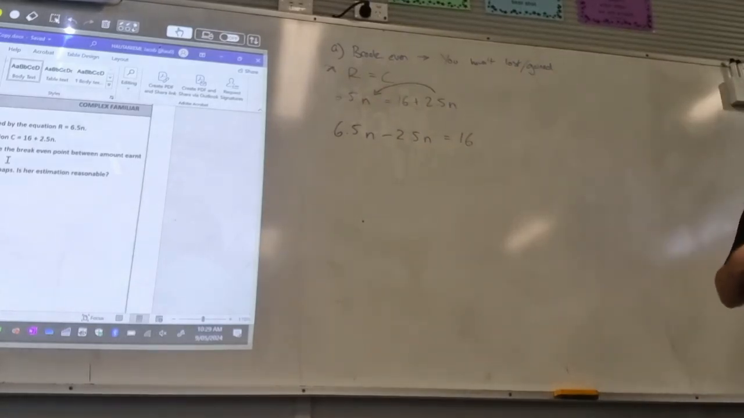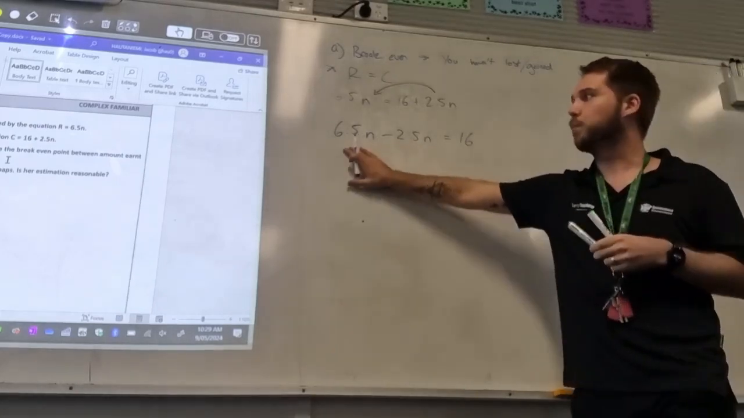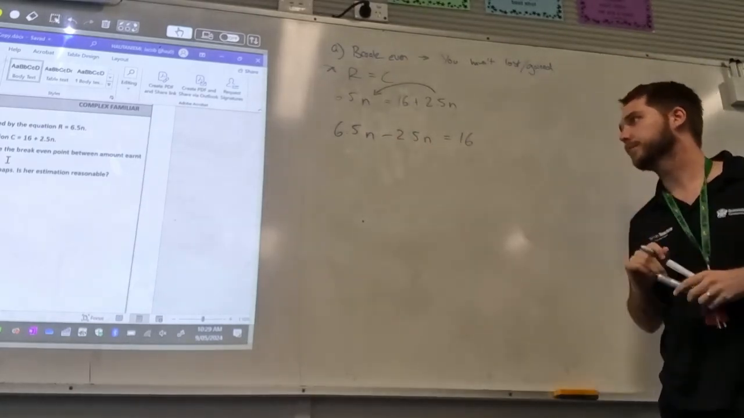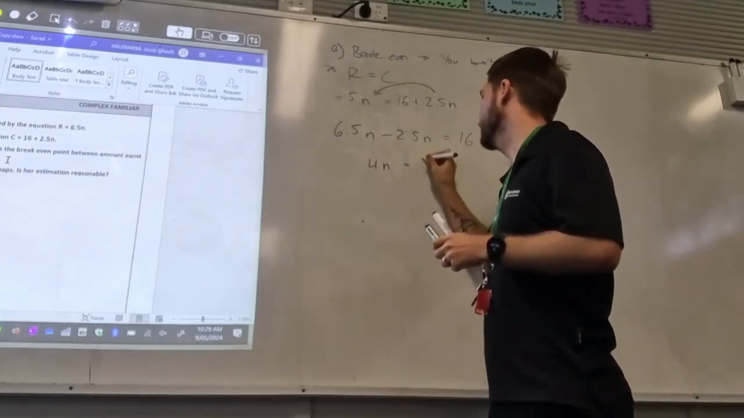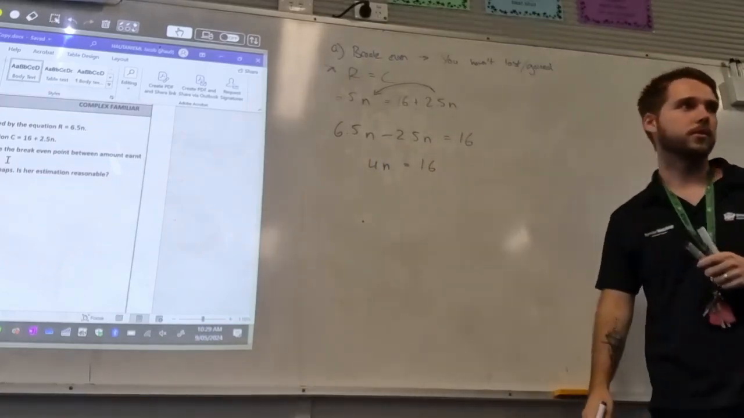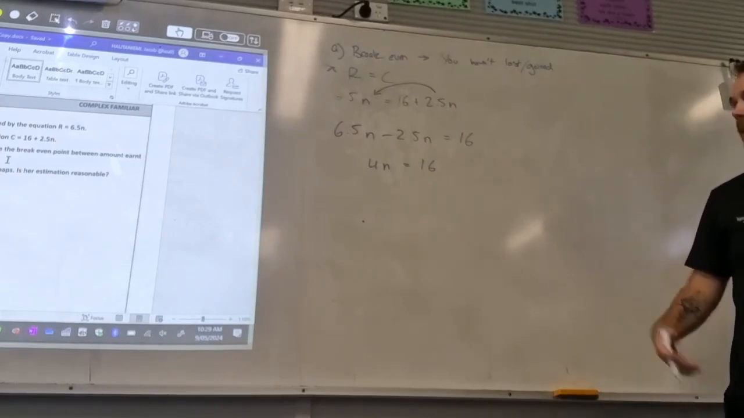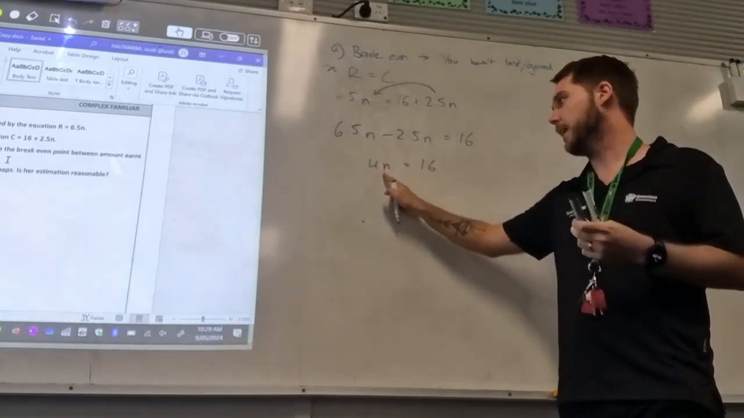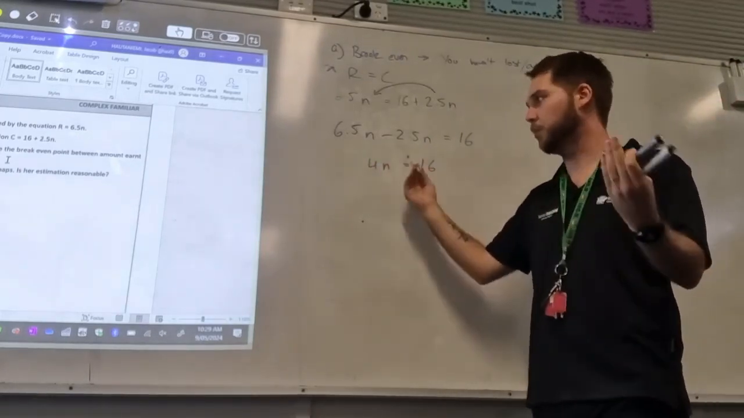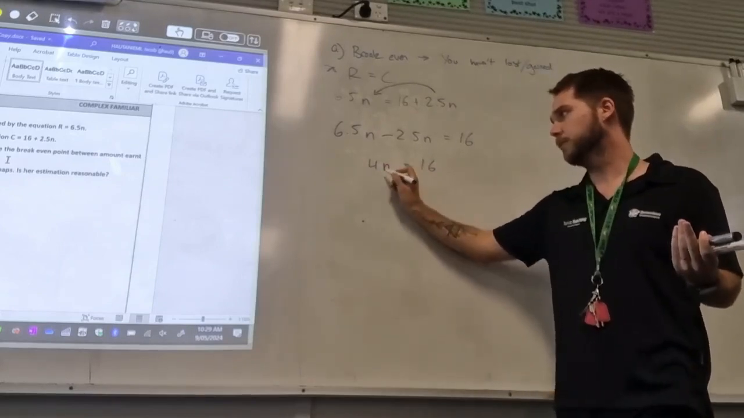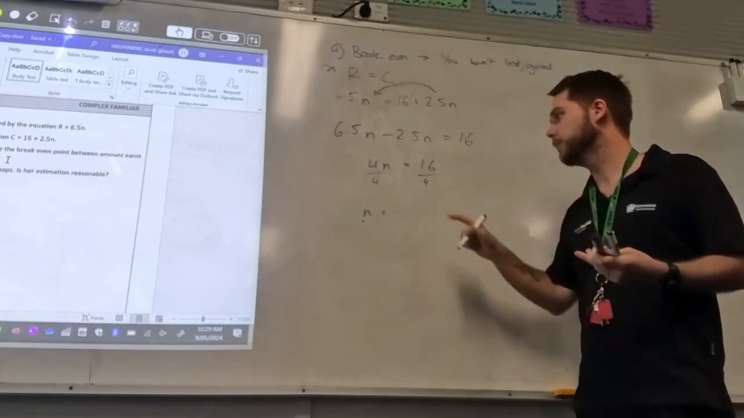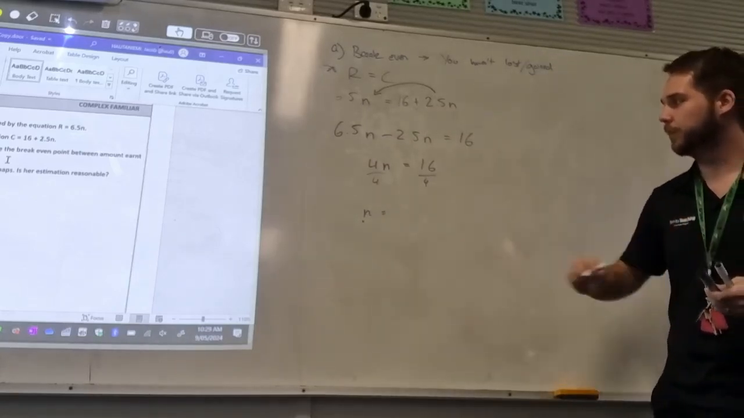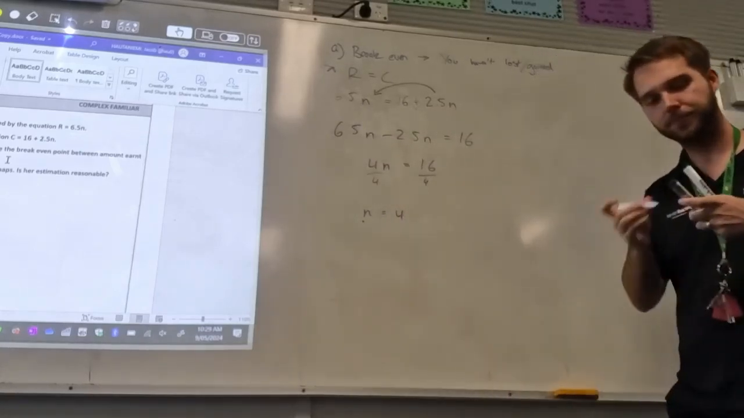So all I've done is move 2.5n. Now we can start to simplify. What is 6.5 minus 2.5? 4. So I've got 4n is equal to 16. Now I've got this equation, 4 times n is 16. What's the opposite of times 4? Divide by 4 to get rid of that. So n is equal to 16 divided by 4, which is equal to 4.